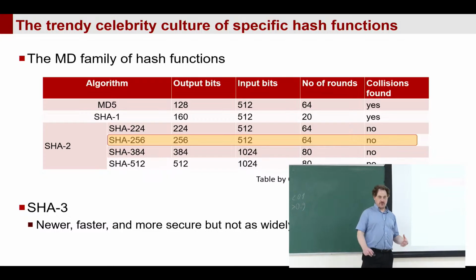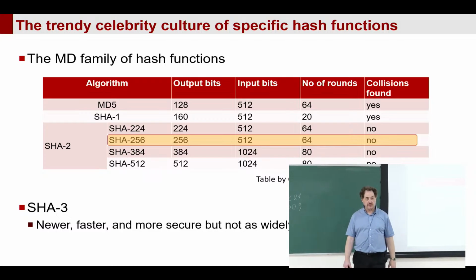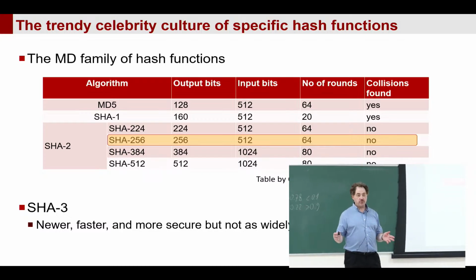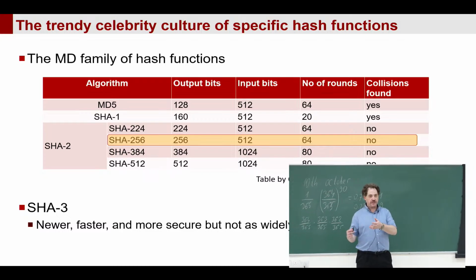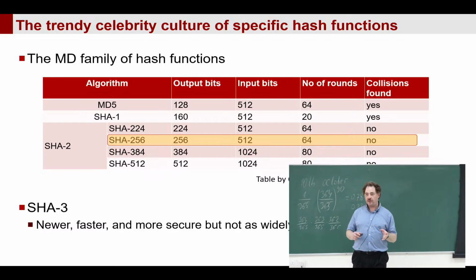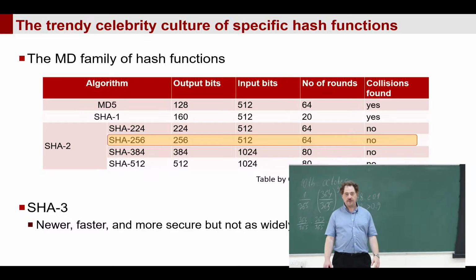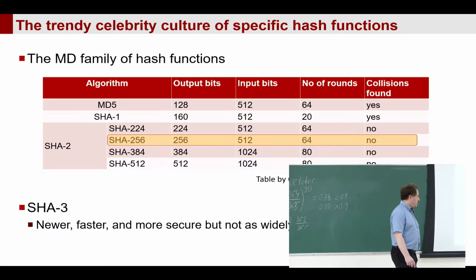Why? Because first of all, SHA-2 is already fast enough and secure enough. So there is no significant push to change something that's working to something that's even better, right? And the infrastructure is there, and changing the infrastructure always takes time. So that's why SHA-3 is not as popular yet. But at some point, it may replace those.